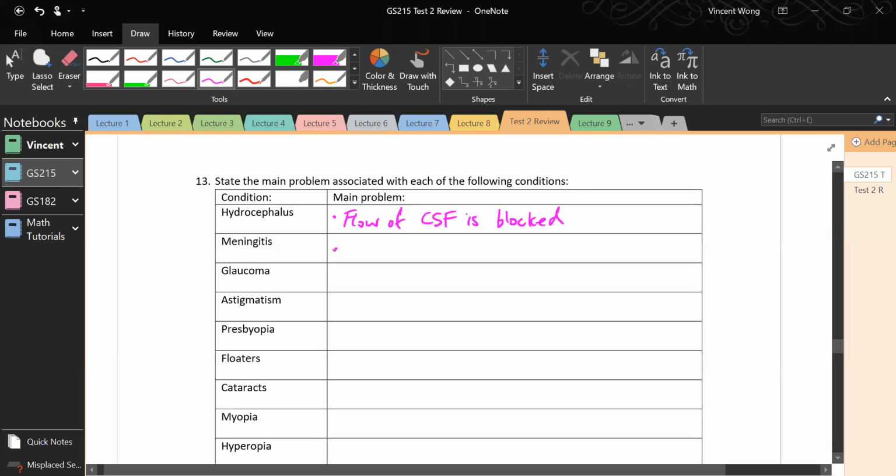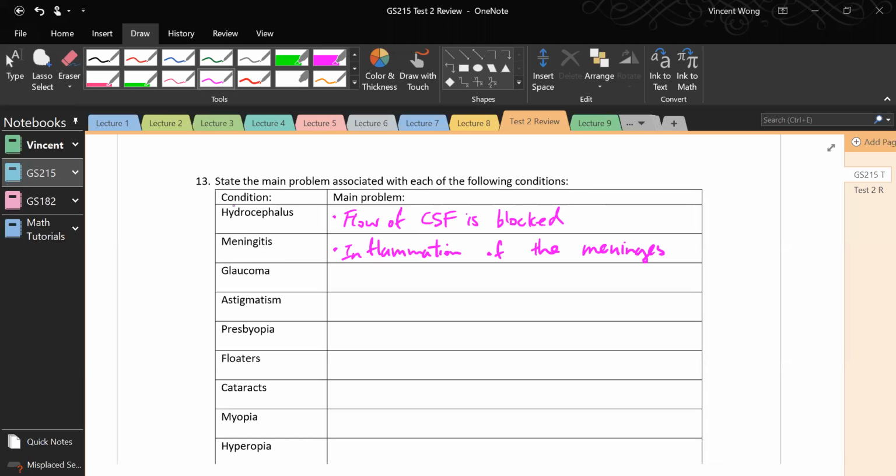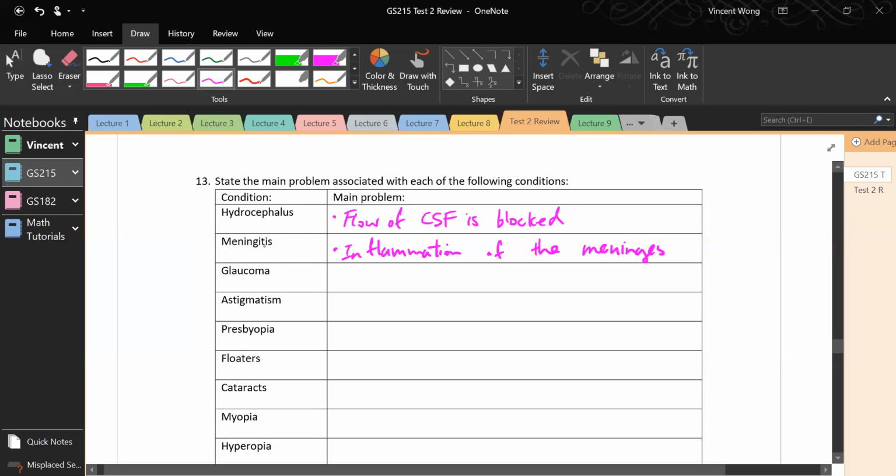Meningitis is the inflammation of the meninges, which could be caused by bacteria, virus, or even fungus. At the beginning you might have severe headaches, stiff neck, and you would need to be diagnosed by either an MRI, or they can take a sample of your CSF through a spinal tap to determine if you have meningitis. If left untreated, it could be fatal.